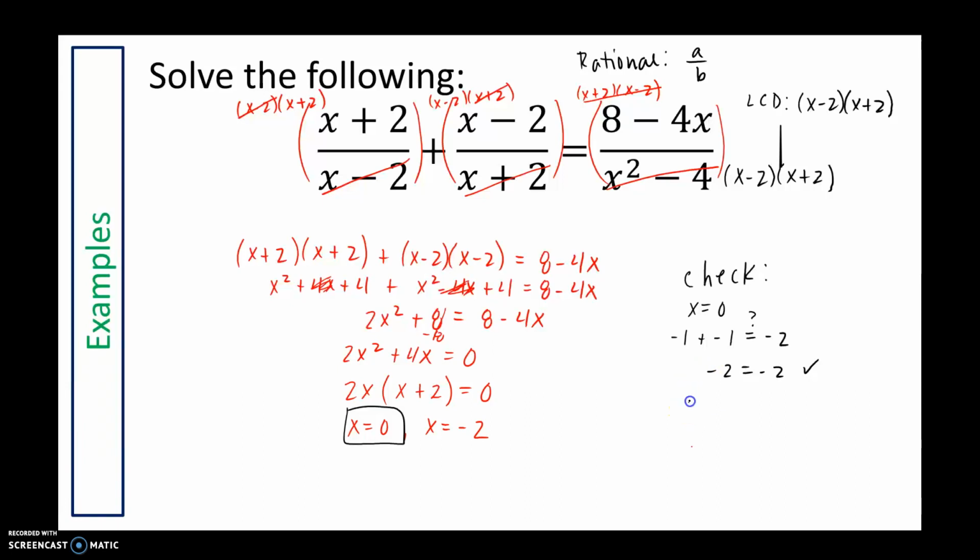When I plug in negative 2, I get, for the first fraction, 0 divided by negative 4. For the second fraction, I get negative 4 divided by, this is where our issue comes in. Negative 2 plus 2 is 0. We can't divide by 0. So x equals negative 2 is an extraneous solution. Okay, mathematically it gave us an answer, but for the original problem, it doesn't work.